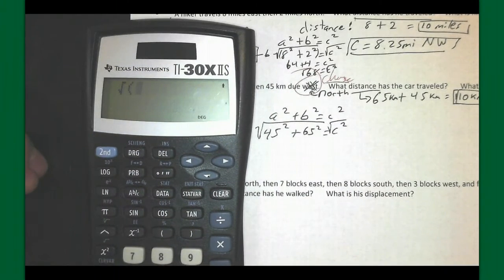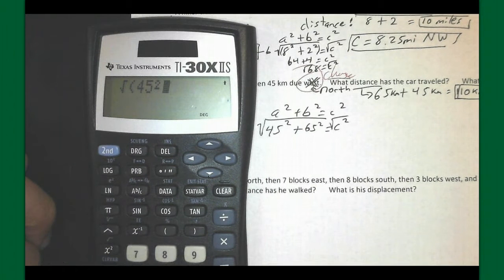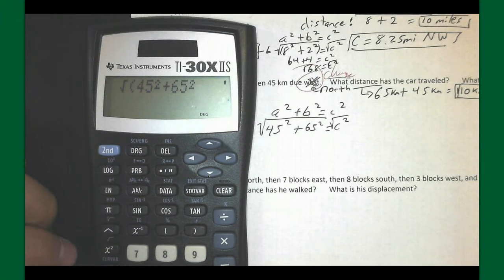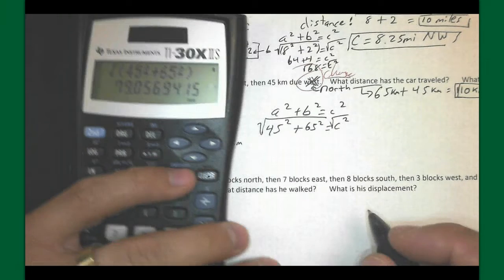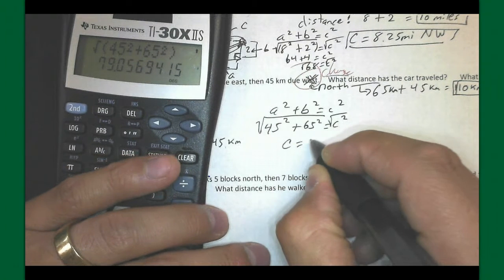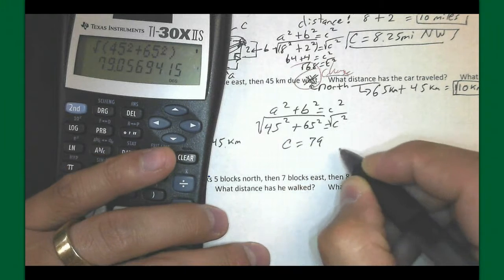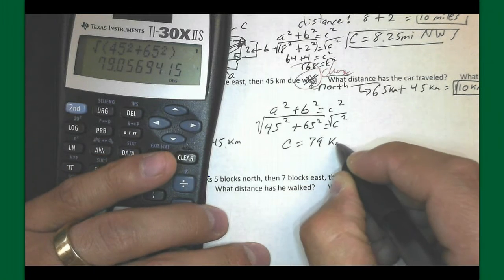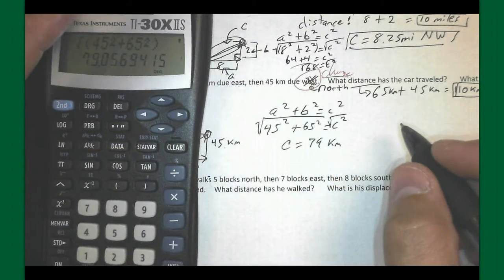Second, x squared gives me the radical. 45 squared plus 65 squared. Close parentheses. And there we go. 79. I'll call that 79 even. C equals 79, and our units are kilometers. We'll just stay in kilometers for this one.